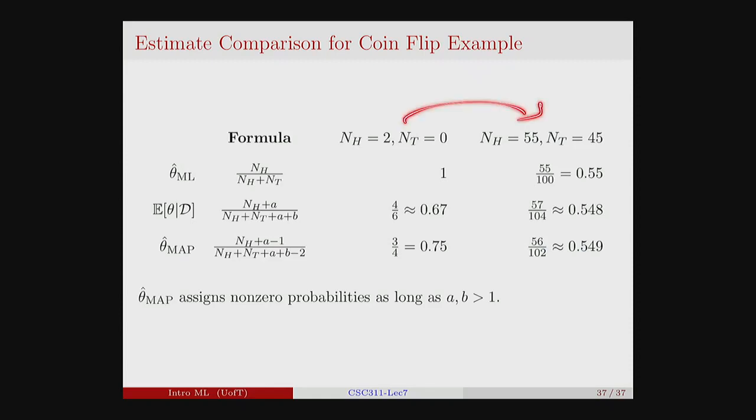But as you go to the large data regime, you'll see that all these three numbers start converging to about 0.55, which converge to the maximum likelihood estimator. That's because all of the prior distributions that were written down initially start becoming overridden when you see more and more samples. And so you should know that the theta MAP is always going to assign non-zero probabilities as long as a comma b is greater than 1, and that's just by definition of what this equation is actually going to do.